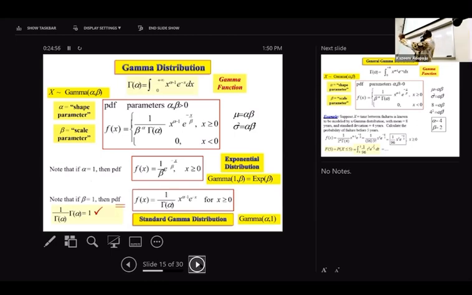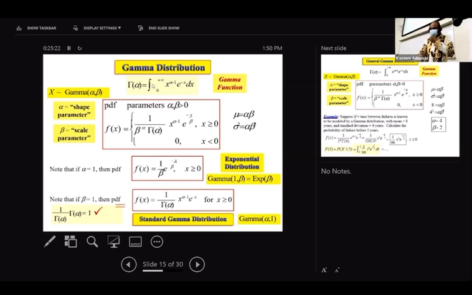There's a difference between a gamma function and a gamma distribution. I wanted to take a look at this guy, gamma alpha. Gamma alpha is equal to the integral from 0 to infinity of x raised to power alpha minus 1, exponential raised to power minus x dx. That's an integral definition of a gamma function.